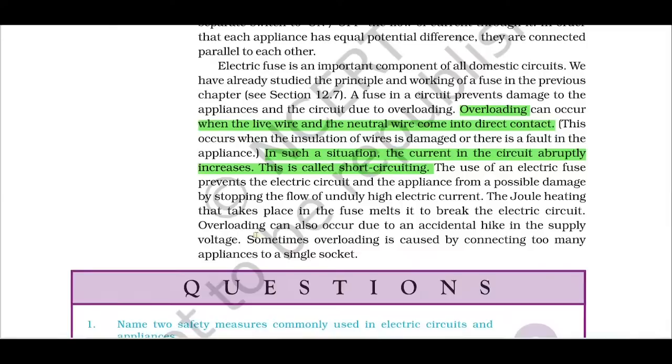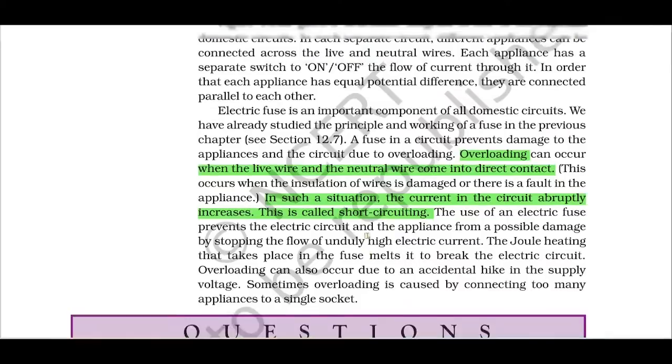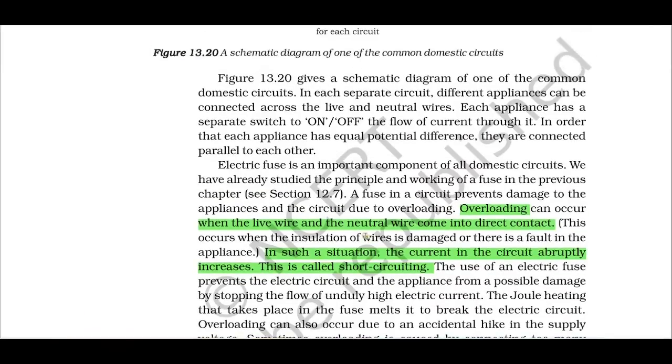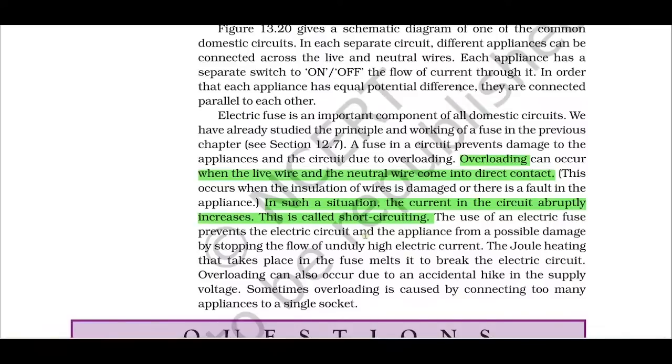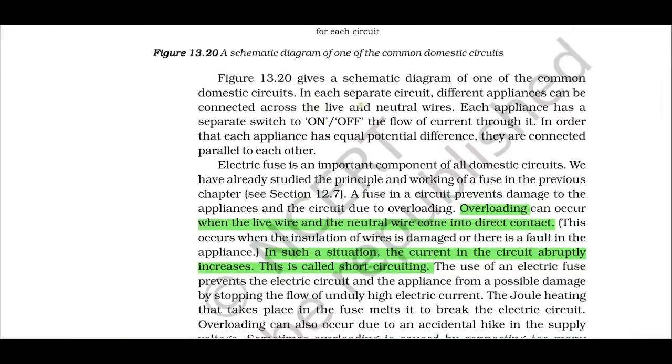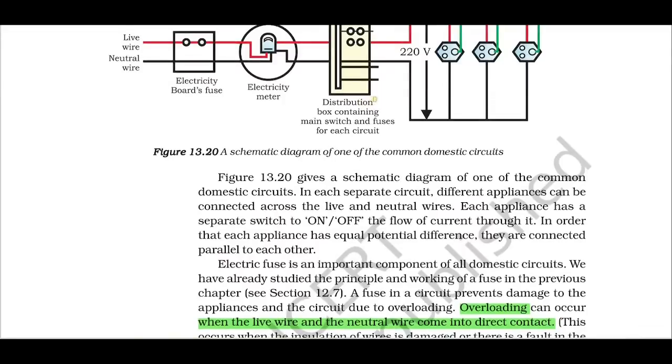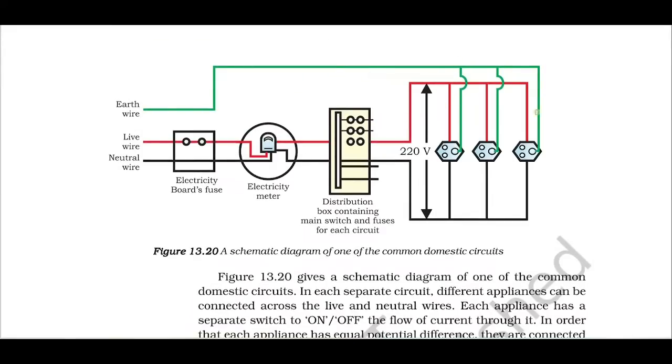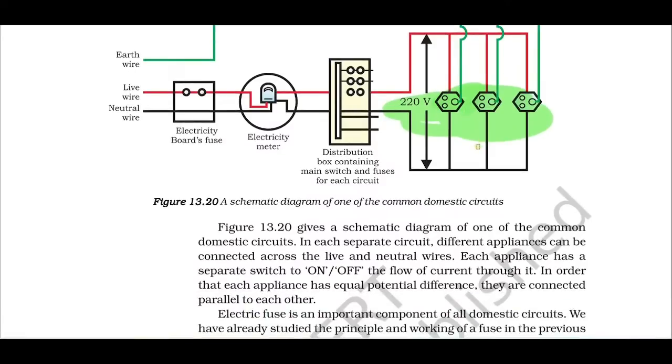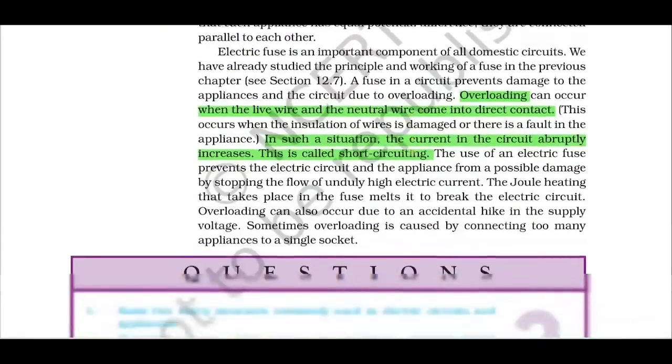How to prevent overloading? Overloading can be prevented by not connecting too many appliances to a single socket. And also, what kind of circuit is used here? The parallel circuit is used in the case of domestic appliances. You can see here, right? The parallel connection is used. It has more advantages than the series connection.